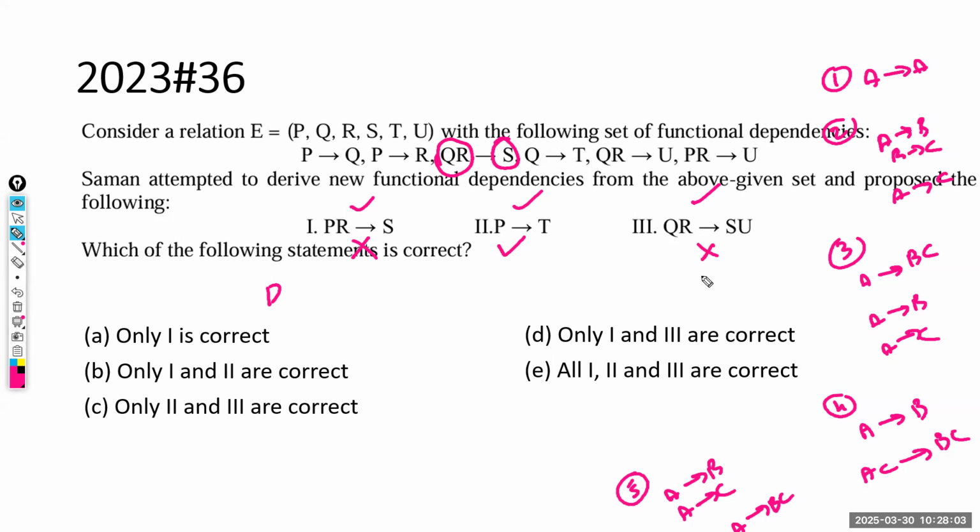Okay. But there's no answer, only two. Say QR determines this one, right? You can see QR determines S, QR determines U. If QR determines S and QR determines U, that means if A determines B and A determines C, A determines BC. If QR determines S and QR determines U, that means QR determines S and U. So therefore this is correct.